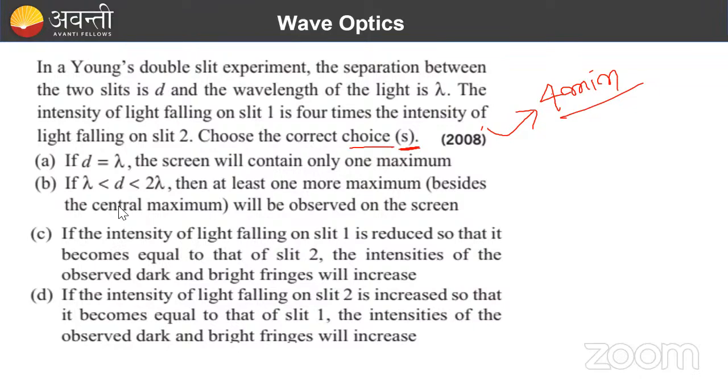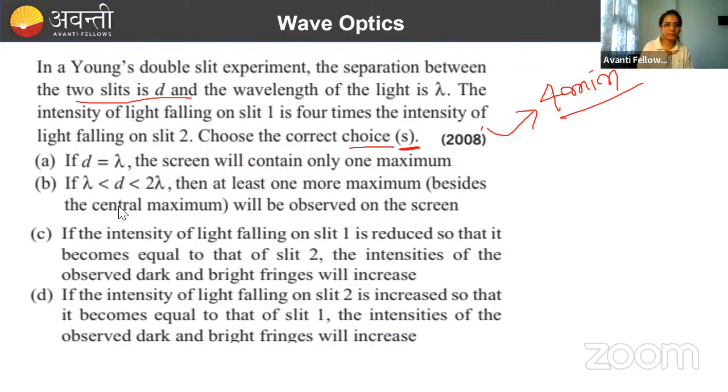Chalo, okay. Let me do it. So you all must have done it almost. Just let's recheck. In Young's double slit experiment, the separation between the slits is given as d, wavelength is lambda. Intensity of light falling on slit S1 is 4 times. Means if I say this is S1 and this is S2, this is a screen, this distance is small d, and here the intensity is 4I and here the intensity is I. This is what the setup looks like.